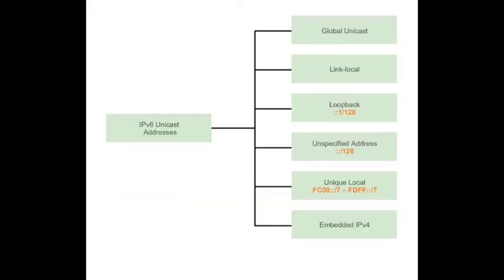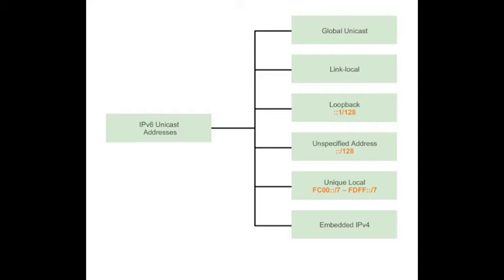An IPv6 unicast address uniquely identifies an interface of an IPv6 enabled device. There are 6 types of IPv6 unicast addresses: the global unicast, the link local, the loopback, the unspecified address, the unique local, and the IPv4 embedded. The global unicast is similar to a public IPv4 address. They are globally unique Internet routable addresses. They can be configured statically or dynamically.